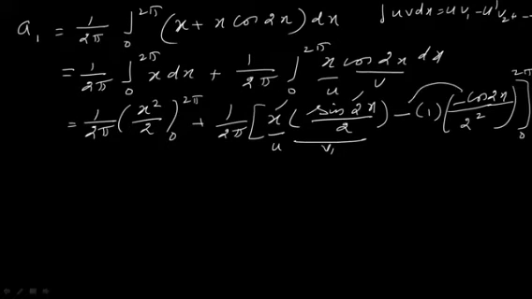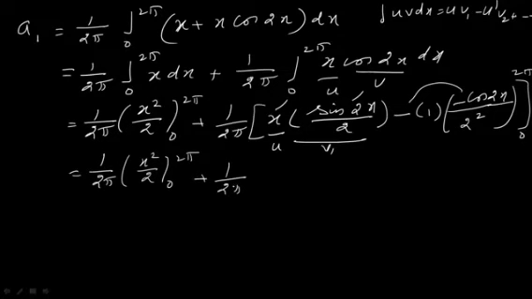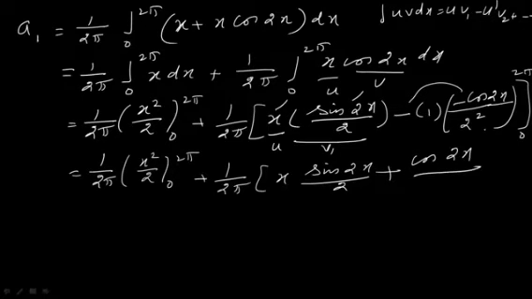Let me simplify this by making minus and minus as plus in the next step. So write the remaining terms as it is. So x square by 2, the limit from 0 to 2 pi plus 1 by 2 pi of x sin 2x divided by 2, plus, since minus and minus becomes plus, cos 2x divided by 2 square, which is nothing but 4. Am I right? With the limit from 0 to 2 pi.